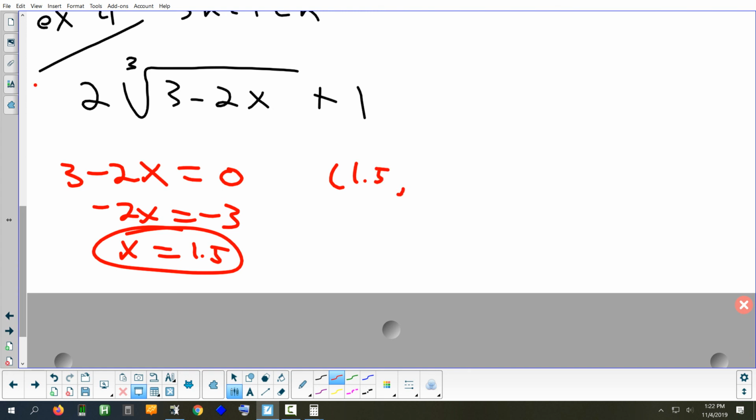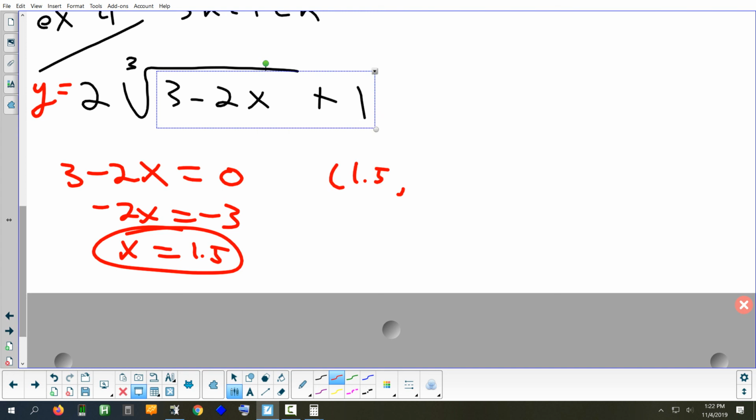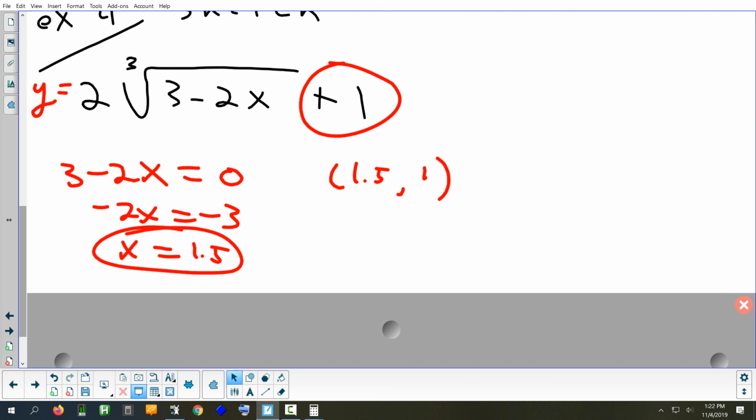Now plug it back in to find y, but this should really not be that bad. What's 2 times 1.5? 3. What's 3 minus 3? 0. Cube root of 0 is 0. 0 times 2 is 0. 0 plus 1 is 1. So basically, whatever's at the end is the y value of your center point. That's the vertical shift. The center point was at 0, and now you shifted it up 1. So, 1.5 comma 1.